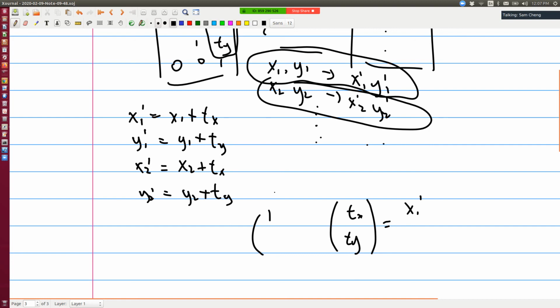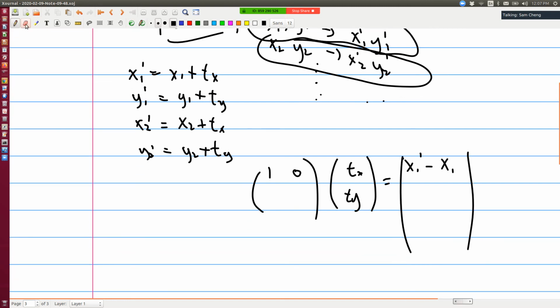Okay, that's fine. So I can move this to the other side. Basically, I just have 0 equal to x1 pi minus x1, right? The first equation I can write as tx is just equal to x1 pi minus x1, right? And then the second equation I can now write as ty is equal to y1 pi minus y1, right?